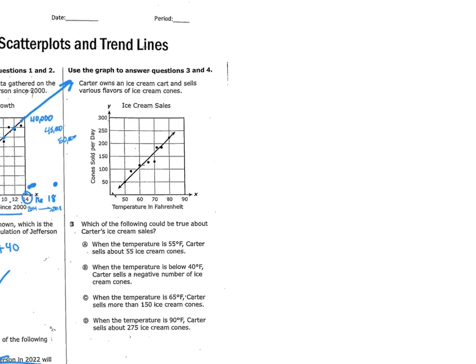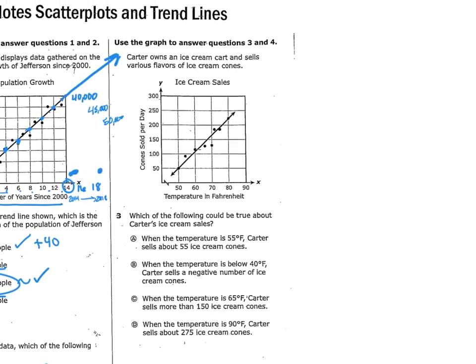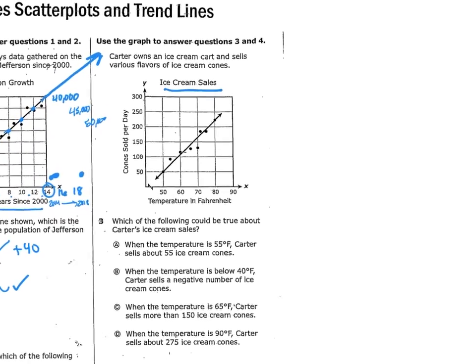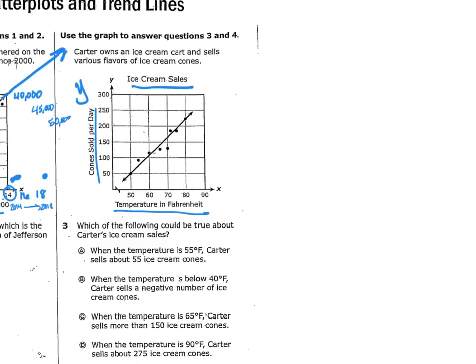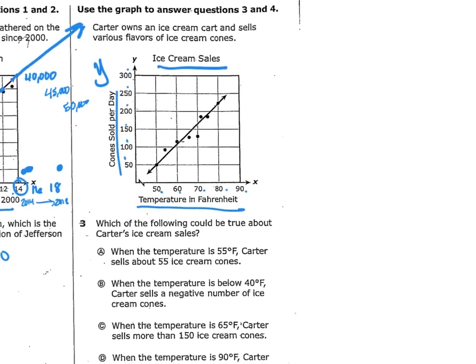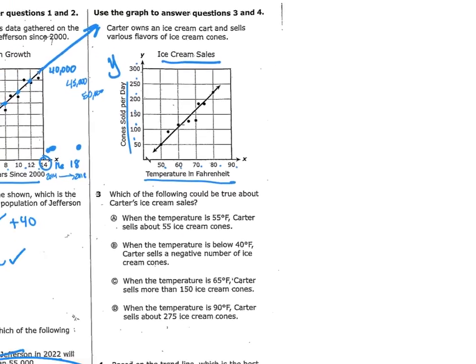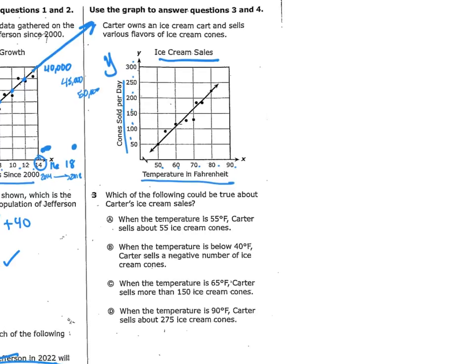Okay, use the graph to answer questions 3 and 4. So we're looking at ice cream sales, and our Y value is the cones sold per day and the temperature in Fahrenheit. So it's increasing. As the temperature increases, the cones per day that are sold increases. So the more ice cream is sold, the hotter it gets. Which of the following could be true about Carter's ice cream sales?